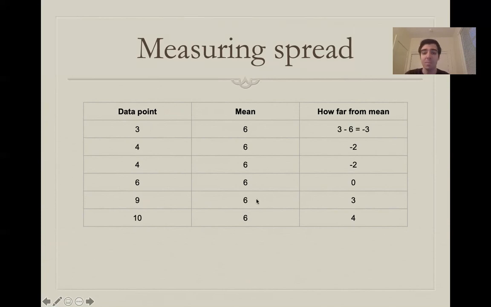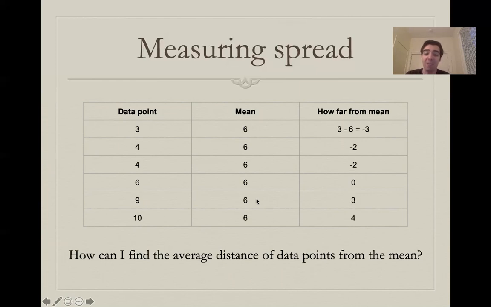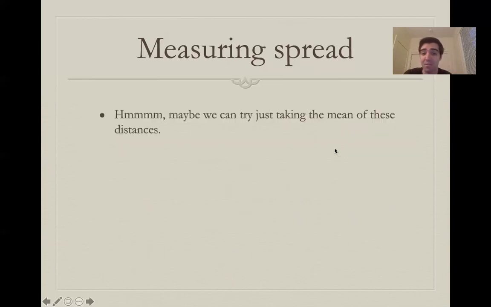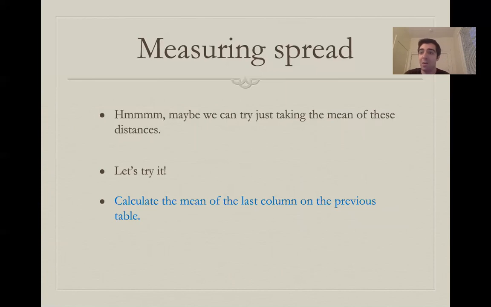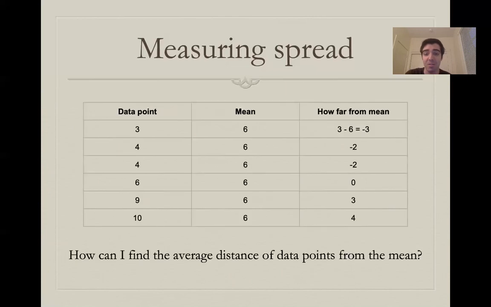Seems reasonable. So how can I find the average distance of my data points from the mean? Well, I found all of their differences. Let's just average them. Let's just take the average of all of those distances we just found in the last column. So go ahead and try that. On the form, calculate the mean of this last column on the previous table. Put your answer on the form. Your answer might surprise you here. So find the average of these.